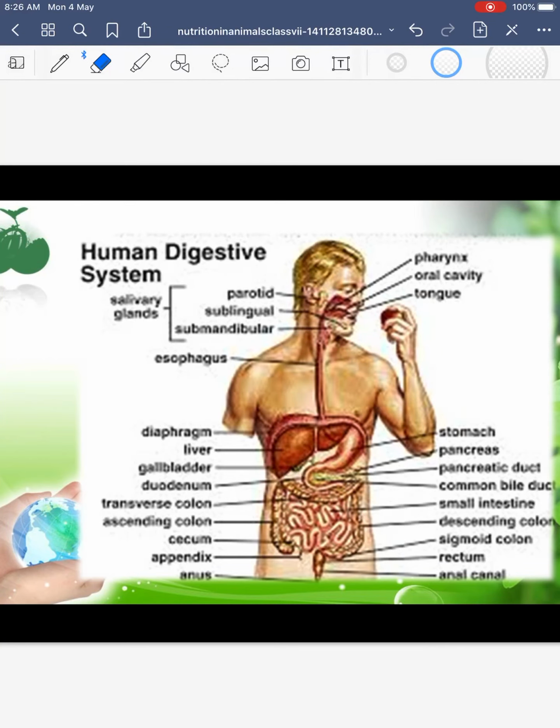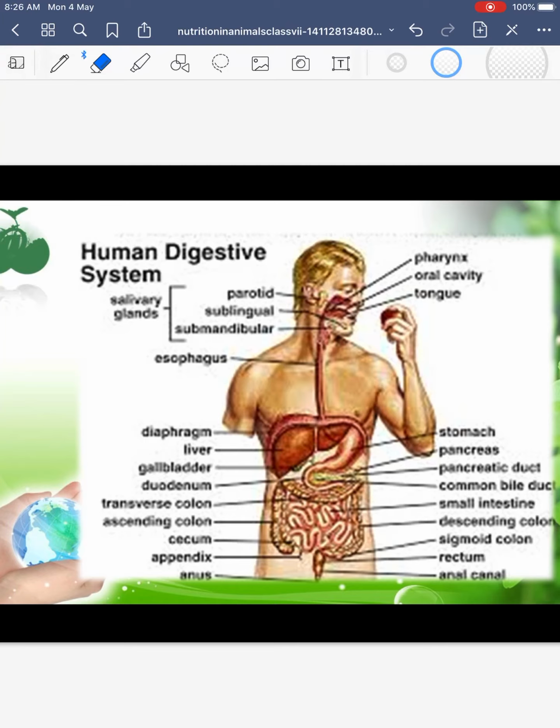So last time we had read up to the role of small intestine in the digestive system. What is the role of small intestine? After that, I want to discuss two very important glands which are located in the human digestive system. They are liver and pancreas. Now, these glands secrete various hormones or enzymes which help in the process of digestion.